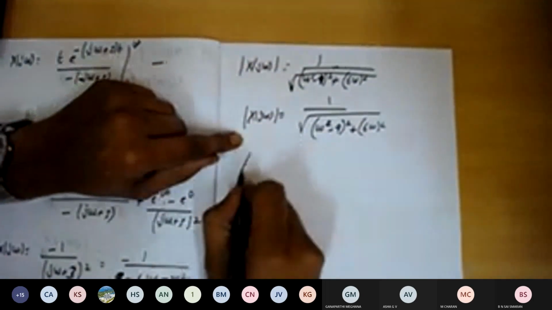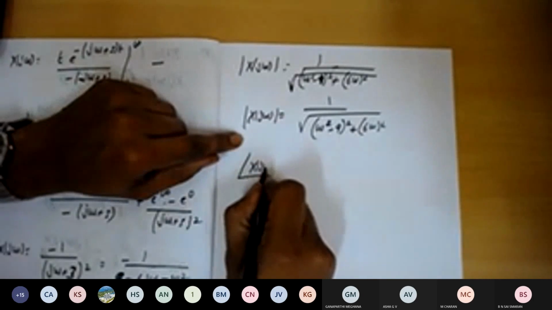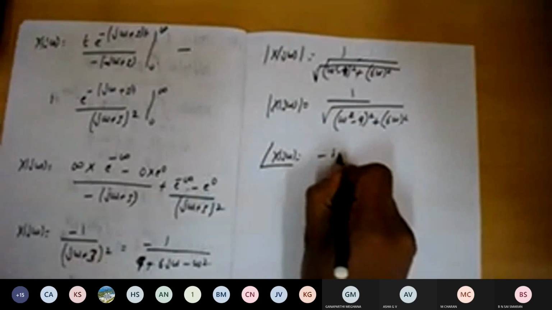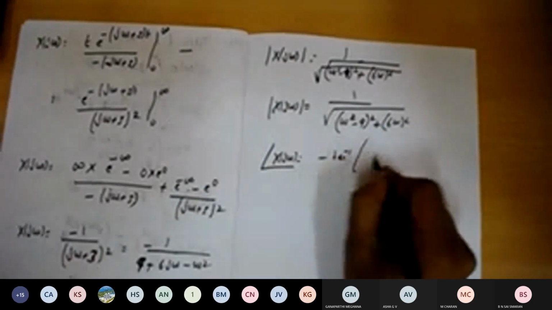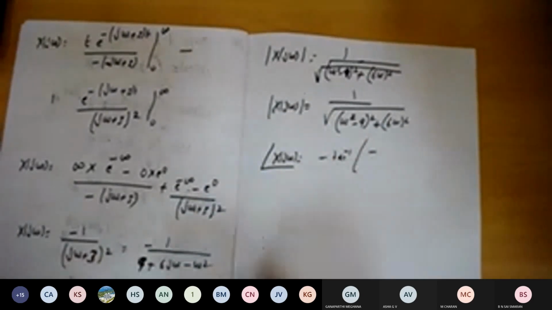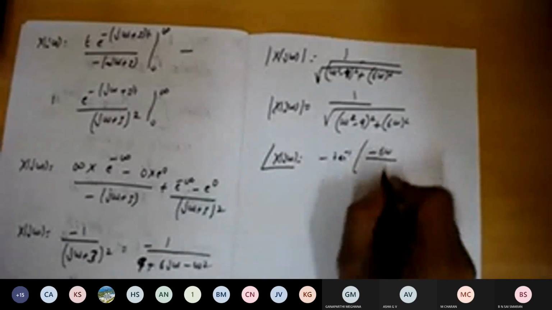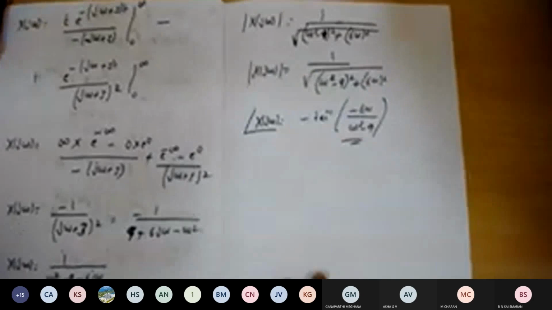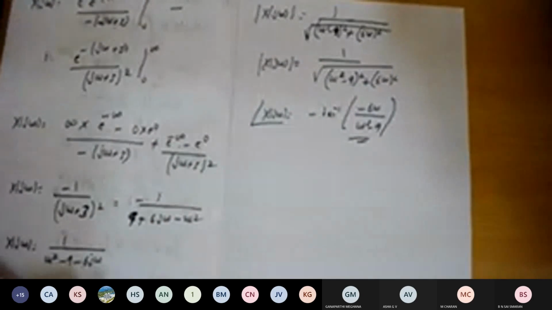And similarly the phase response is obtained by, since it is in the denominator, taking minus tan inverse of the imaginary part, minus 6 omega, divided by omega square minus 9. So this is the phase response.